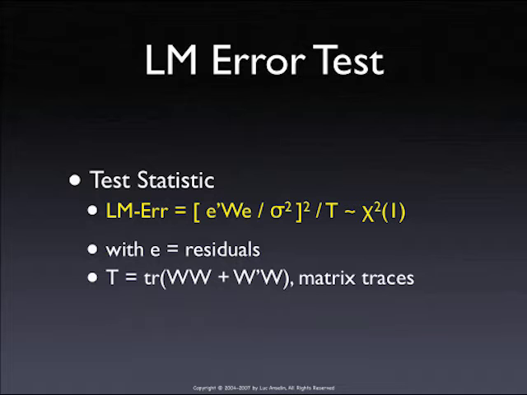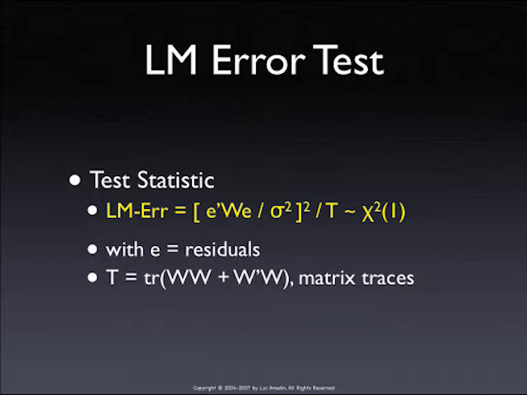If you look at this carefully, in the numerator we have E prime WE, which is exactly what we had for Moran's I. In the denominator of the numerator, I should say, we have E prime E divided by N, which is exactly what we had in Moran's I. What we don't have in there is this S0 that we had with Moran's I. But instead, we have this T, which is the trace of WW plus W prime W, the trace of the product of these weights matrices.